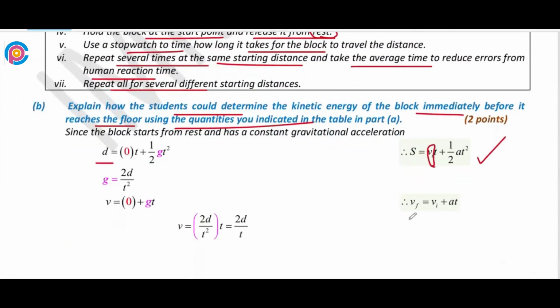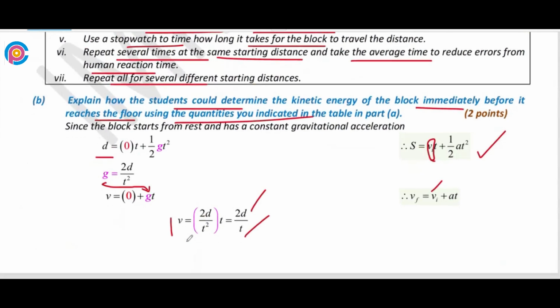Now, what is Vf? Vf is equal to Vi plus at. Again, initial velocity is zero, and the value of g can be placed here. So we can measure the final velocity, which is 2d by t. So d we have to measure, t we have to measure, which lets us conclude the final velocity of the block just before reaching the ground.